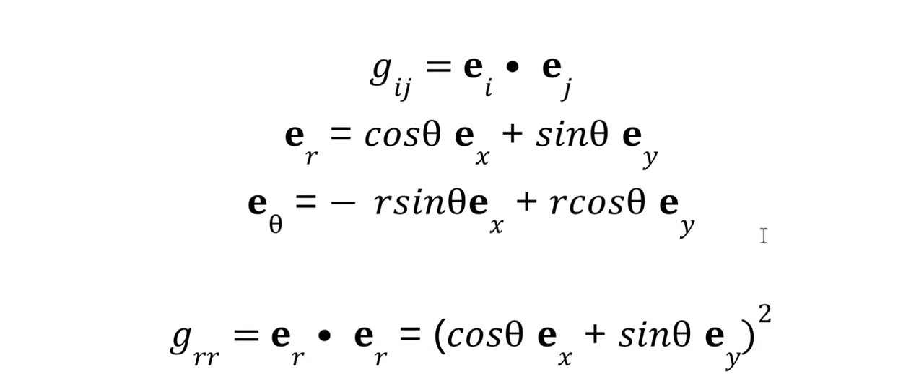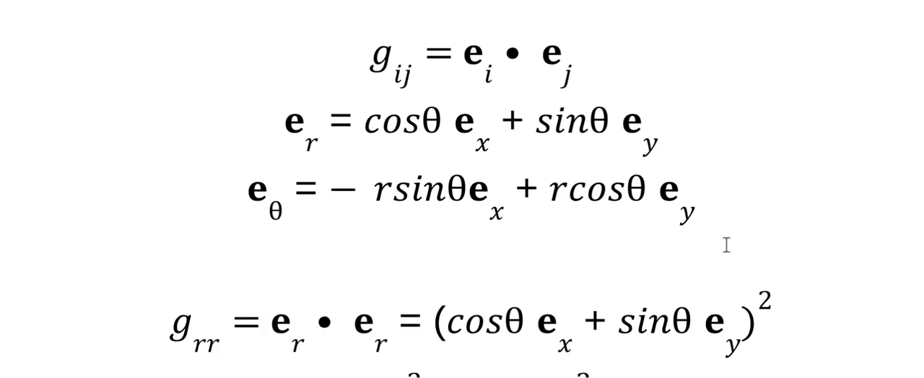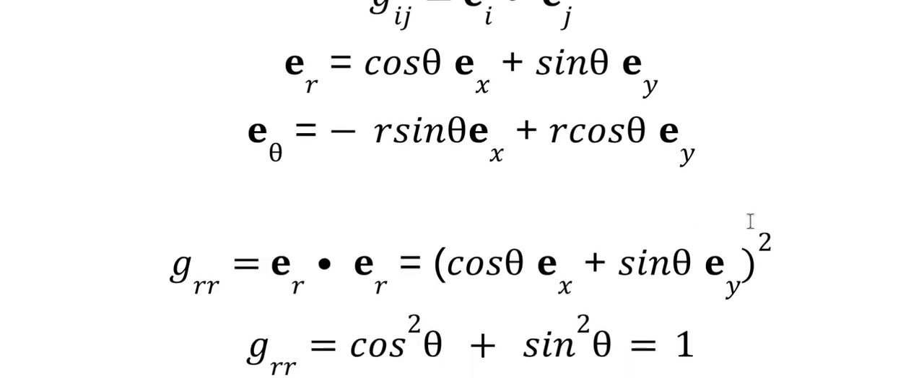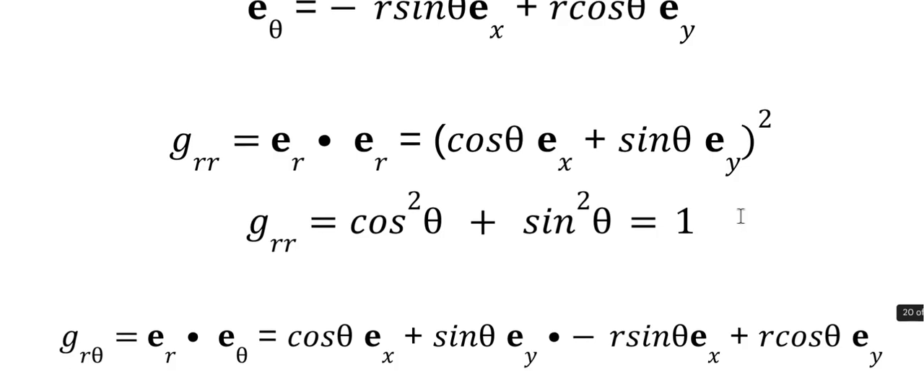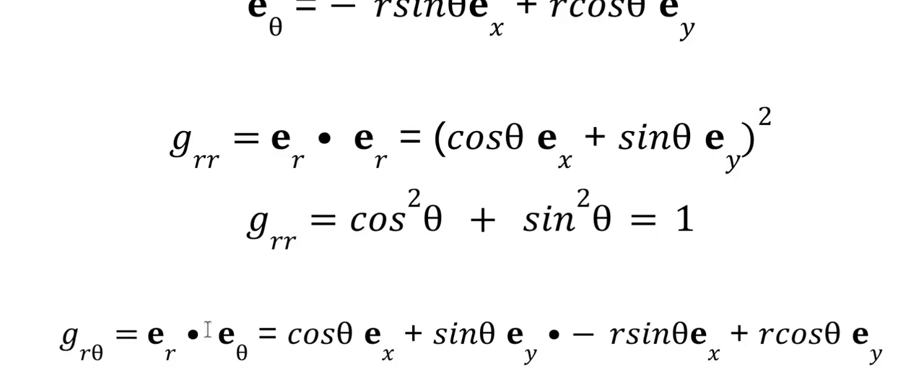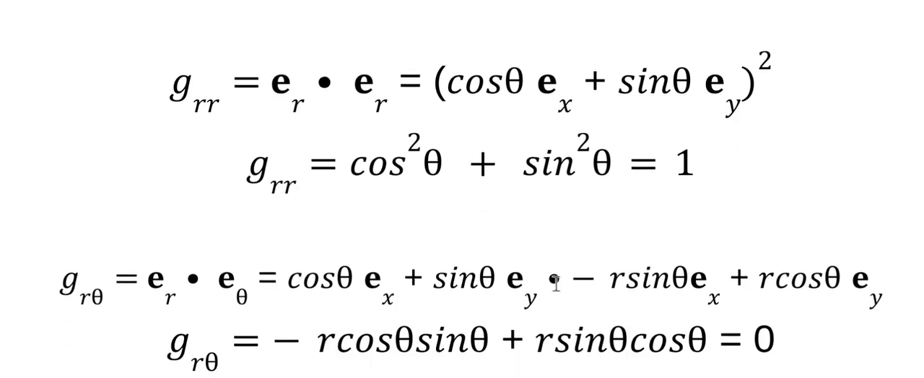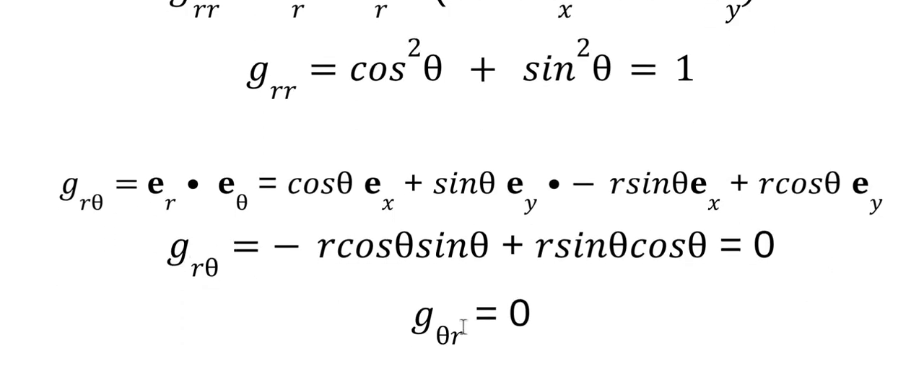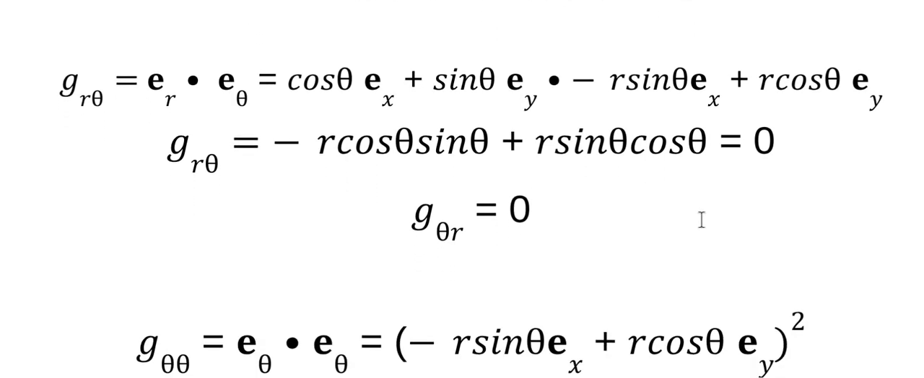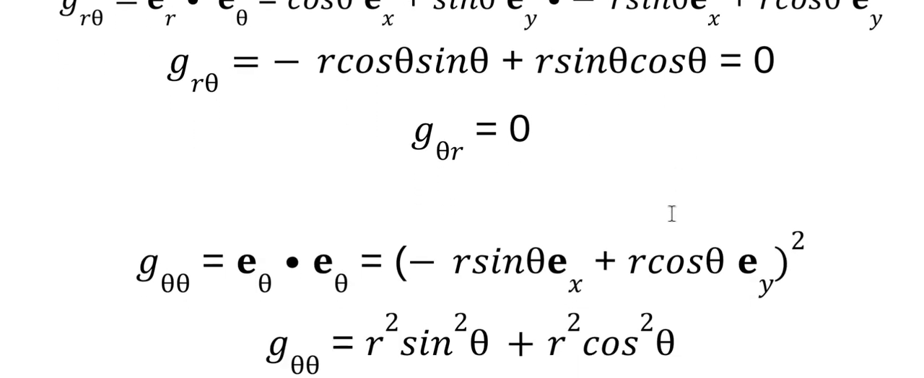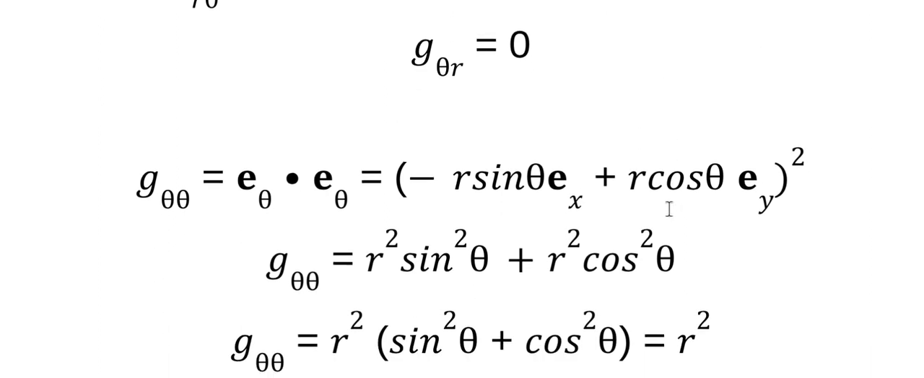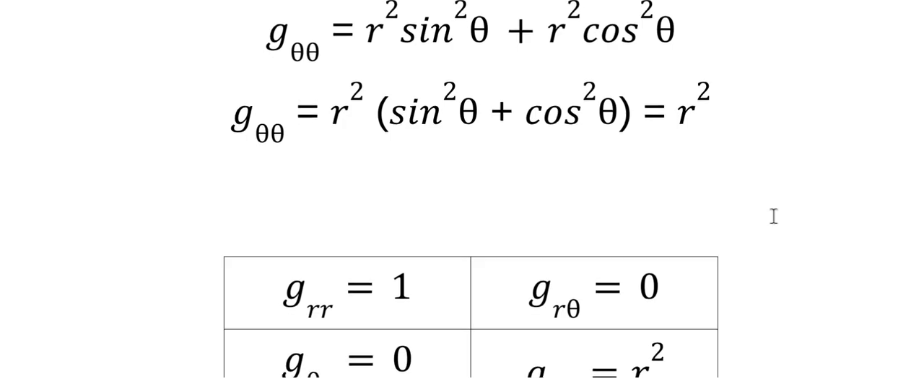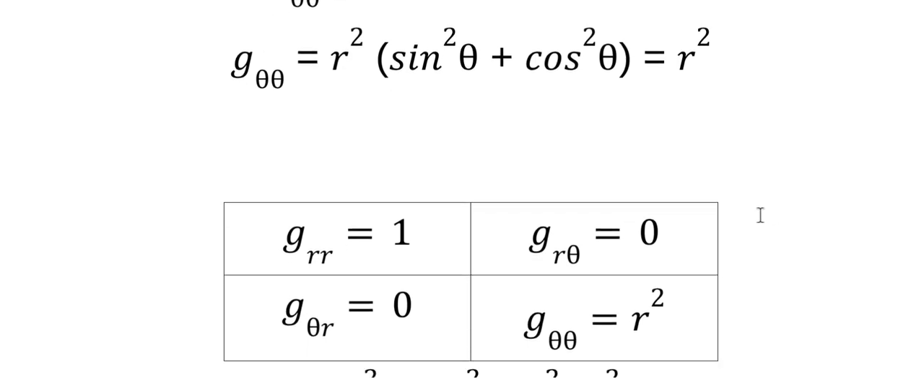All right, so we start with ER dot ER, which is just ER squared. We get 1. We do ER dot E theta, turns out to be 0. And you know the metric tensor is symmetric about the diagonal, which means that g theta r is equal to 0. Then we got to do g theta theta. We square that. We factor out r squared. This becomes 1. We got r squared. All right, so here is our metric tensor in polar coordinates.